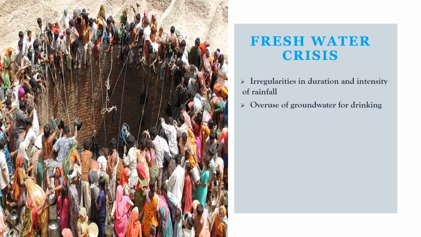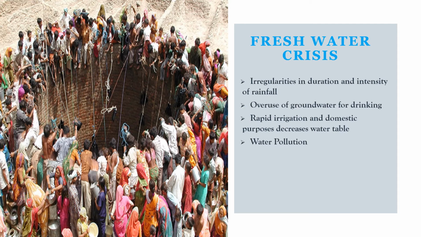Out of the total water reserves of the world, about 97% is salty water, that is marine, and only 3% is fresh water. Due to increased demands, overuse of groundwater for drinking, irrigation, and domestic purposes has led to rapid depletion of groundwater in various regions, lowering the water table.